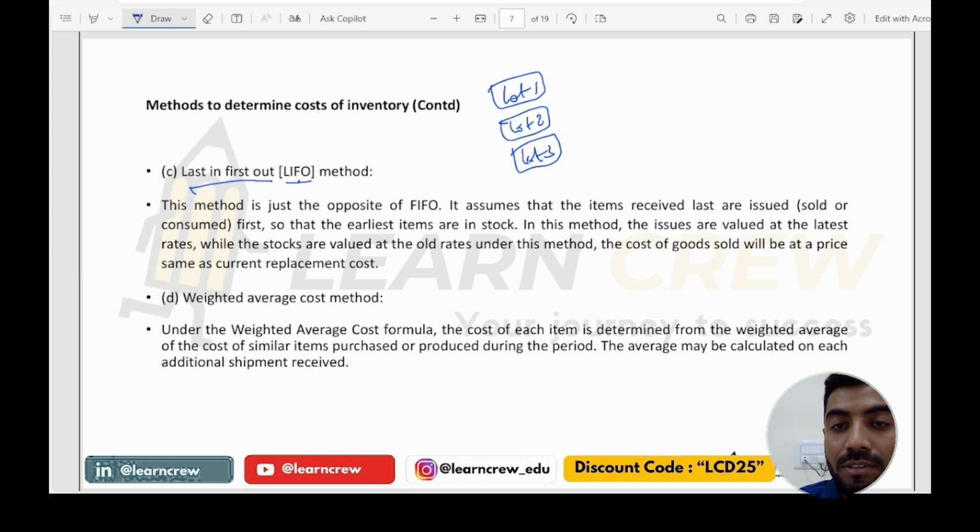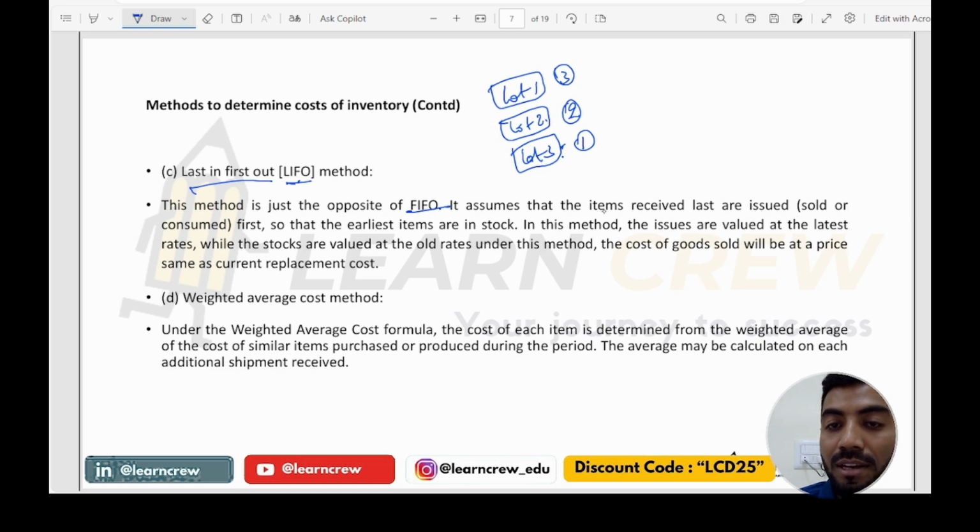The lot which was recently purchased, we'll be using this first. After this has been exhausted, we'll be using the next, and after that the next. In this order, we'll be using or selling the inventory. That is why it's called the LIFO method: whichever is purchased last is sold or consumed first. This method is just the opposite of FIFO. Whatever we discussed in FIFO, it's just the opposite here.